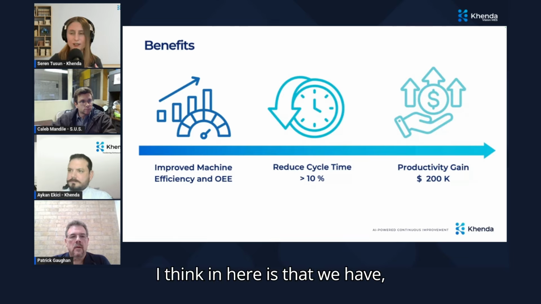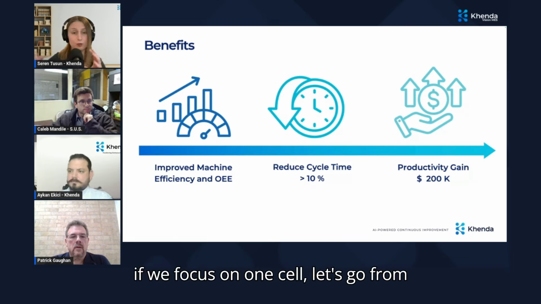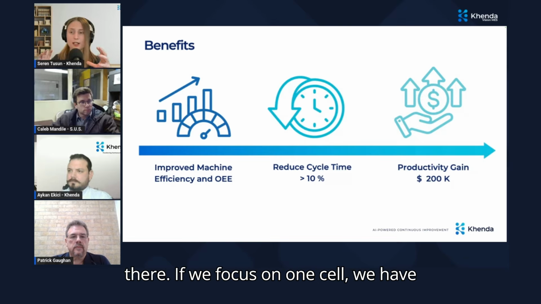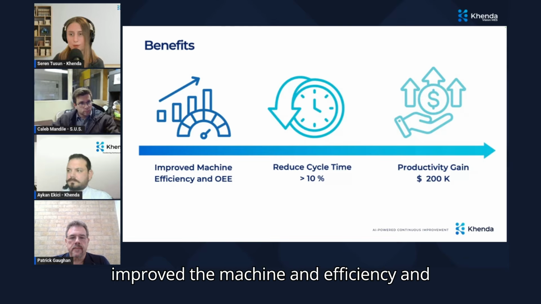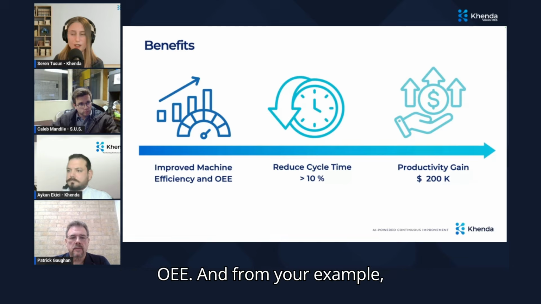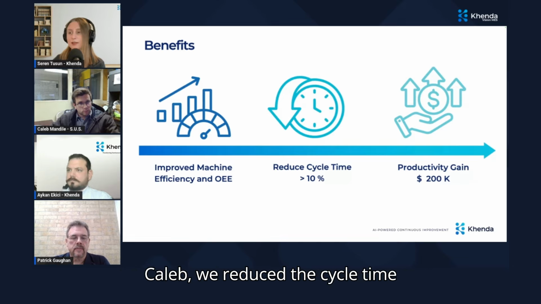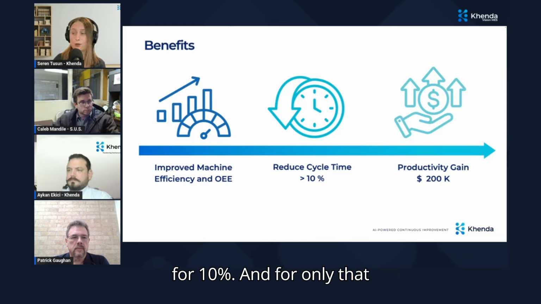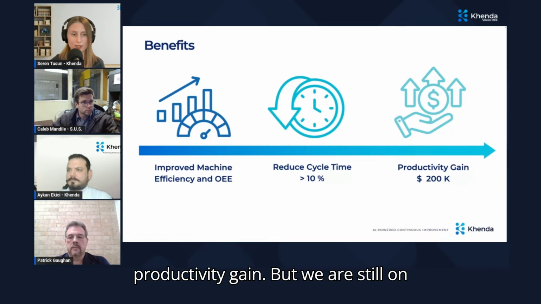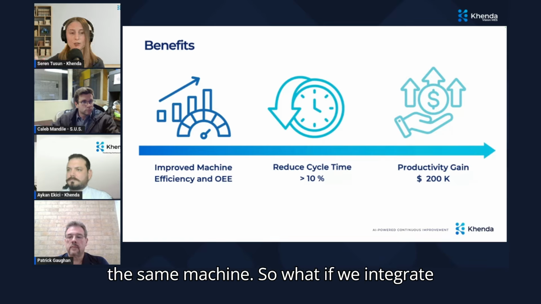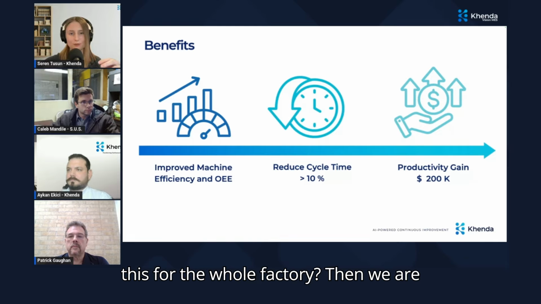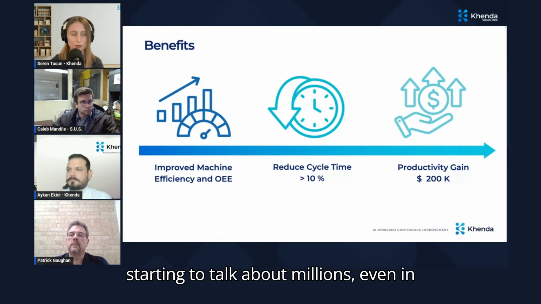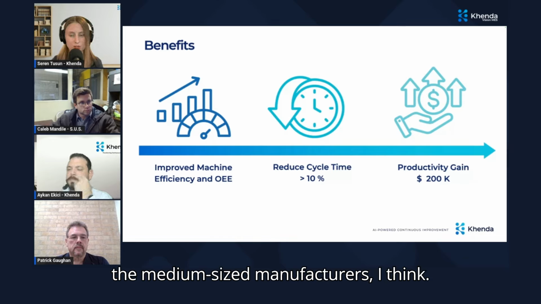I think in here is that if we focus on one cell, we have improved the machine and efficiency and OEE. And from your example, Caleb, we reduced the cycle time by 10%. And for only that machine, we reached 200K productivity gain, but we are still on the same machine. So what if we integrate this for the whole factory? Then we are starting to talk about millions, even in medium-sized manufacturers, I think.